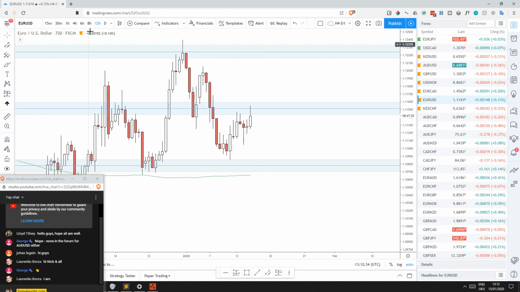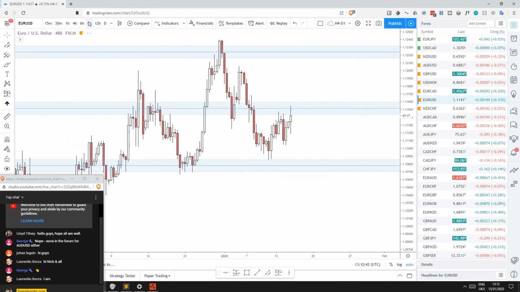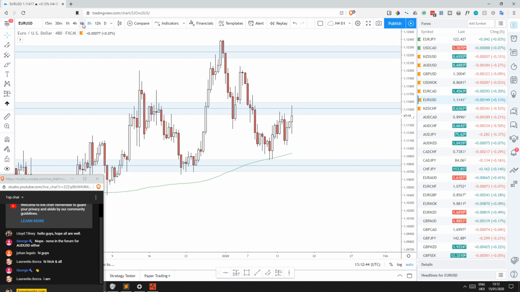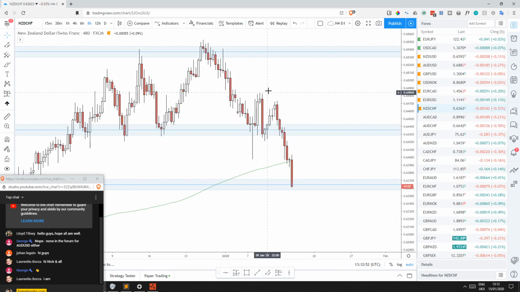Euro USD, this one's also somewhat interesting. We've got price pushing up into resistance. So I want to see price stalling on this resistance area on the 12-hour. Also, we could go as low as the 8-hour, the 6-hour, looking for price to push further into resistance and stall out. And New Zealand CHF, very similar to New Zealand USD, has dropped right down into support.